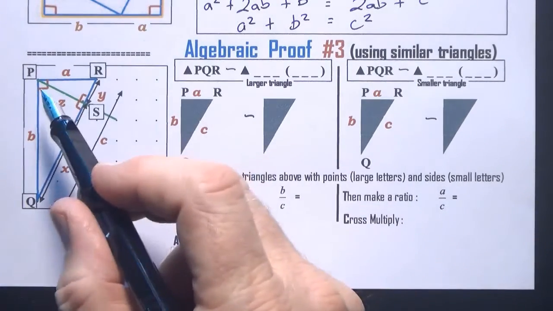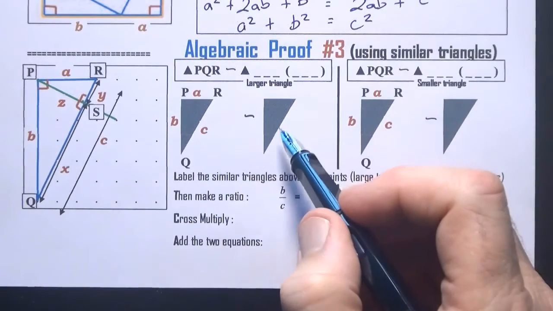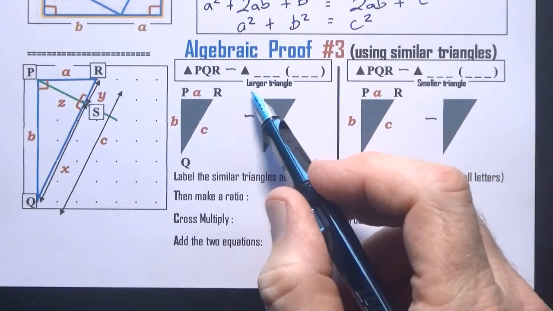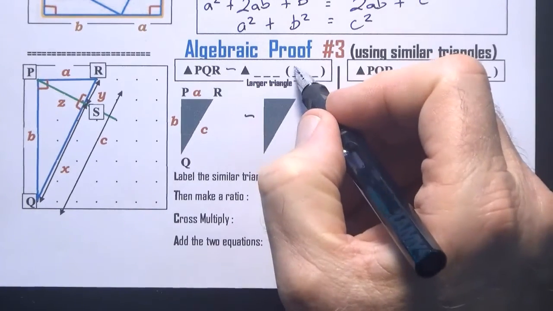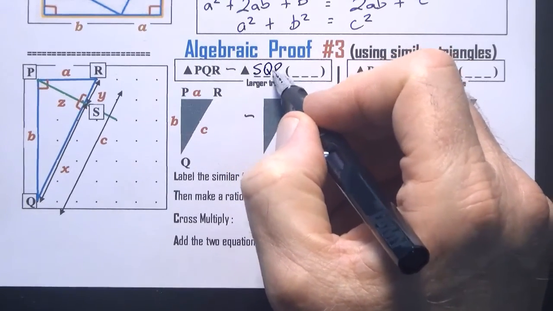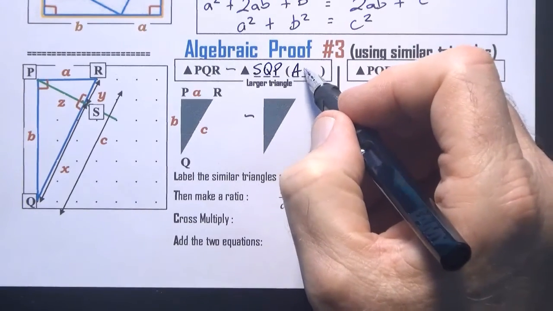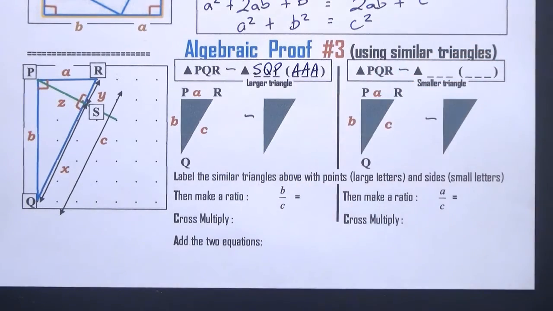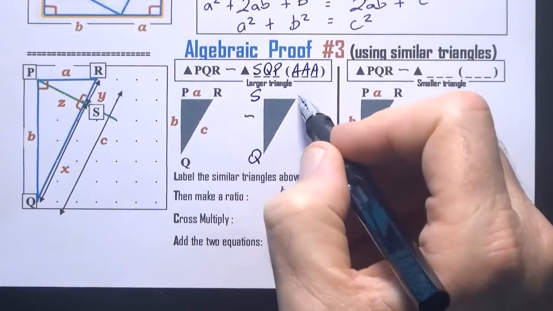The original triangle, PQR, to the smaller triangles, and I'll deal with the larger of those two first, SQP. And of course that's by AA or AAA. And the idea here is to write SQP.